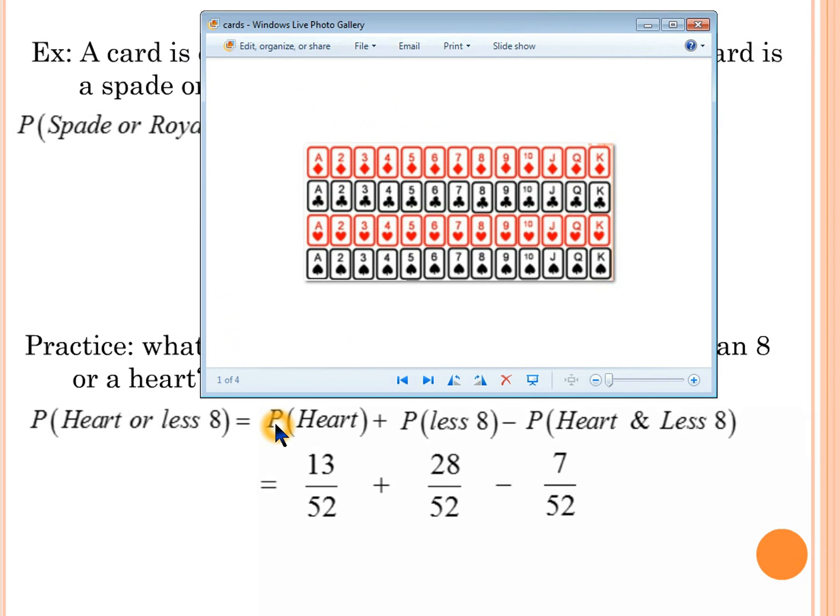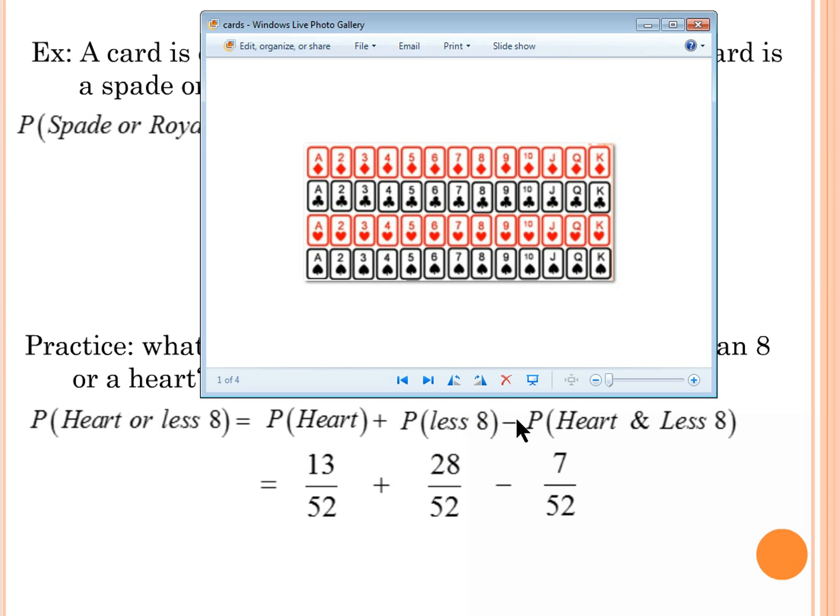The probability of being a heart? Well, the hearts are right here in my third row, and I have 13 of these hearts, so that's where I get the 13. And once again, the 52 is the standard 52 cards in a deck. Next, the probability of being less than 8.